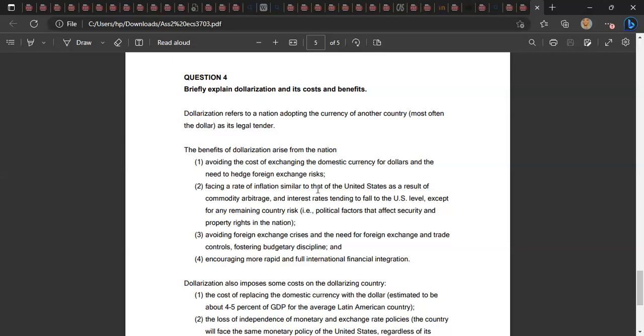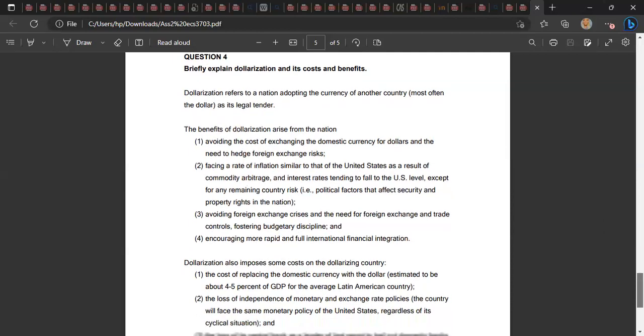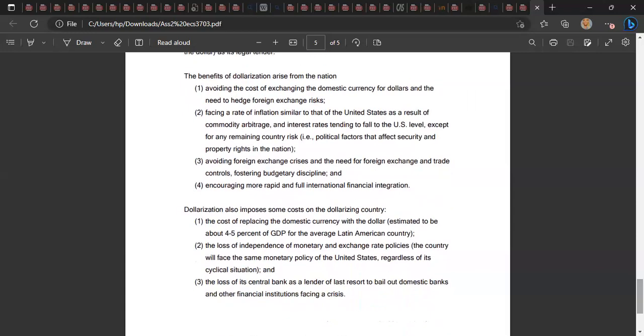And then facing a rate of inflation that is similar to the United States, which was up until late very stable. I believe it is still stable. I haven't been following of late, but I believe it's still stable. So once you have adopted the dollar as your currency, you can't expect your prices to keep increasing at a similar rate. And then, of course, you are avoiding a foreign exchange crisis, and encouraging more rapid and full international financial integration. Remember, the dollar is the reserve currency anyway, so it's a way of international inclusion.